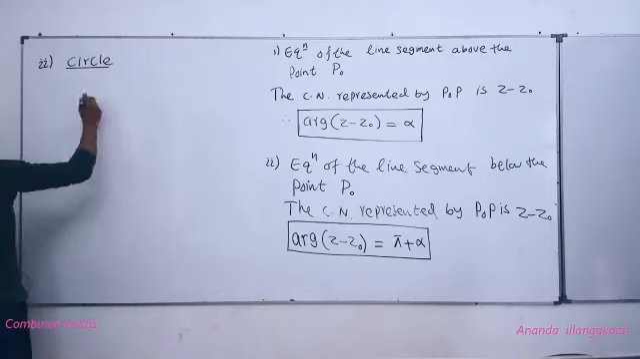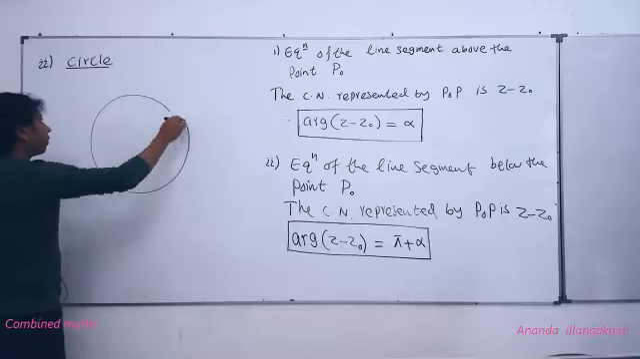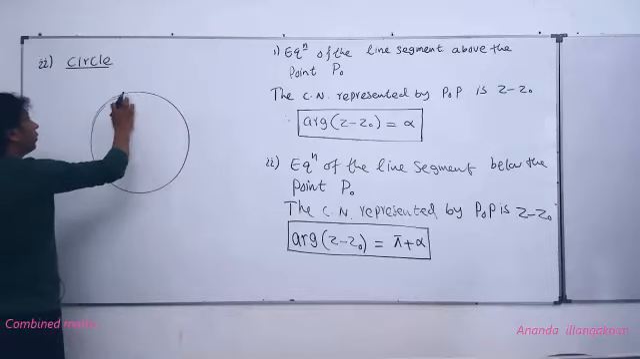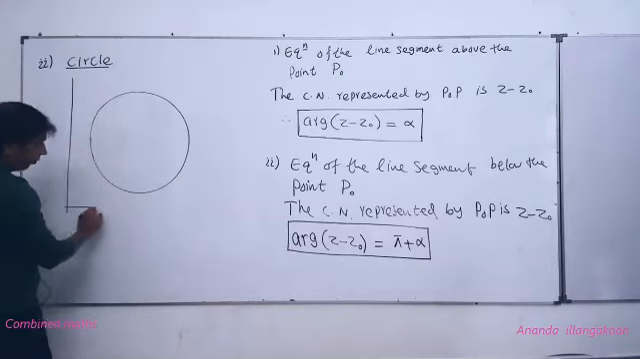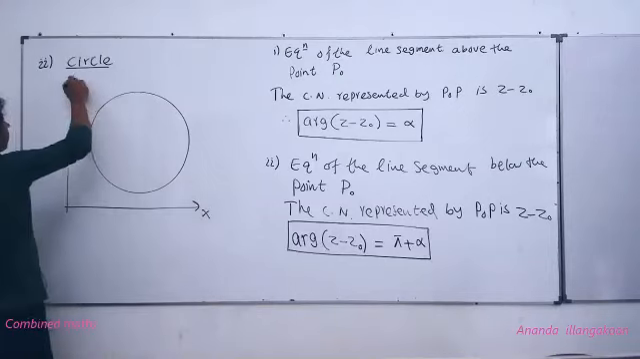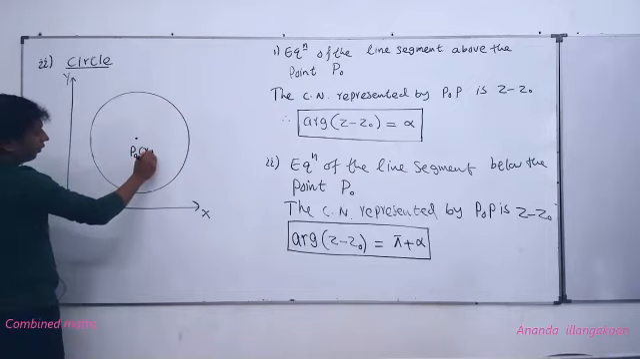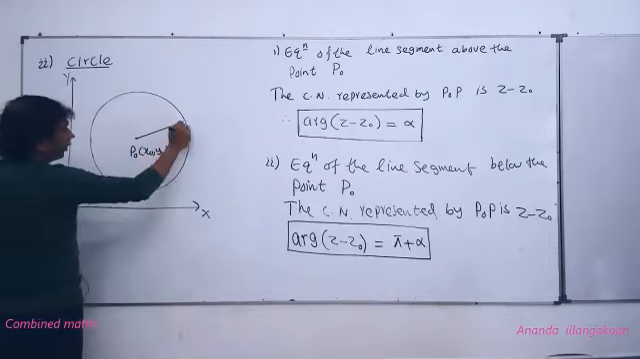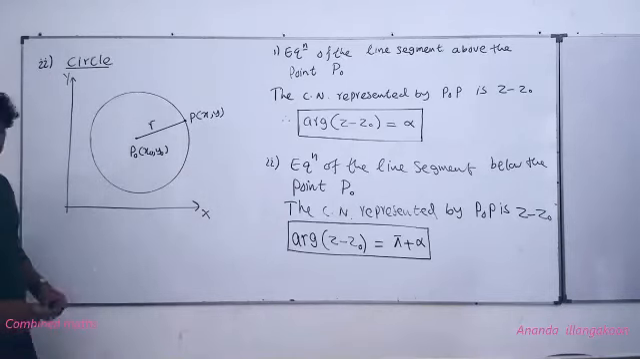Now suppose we draw a circle on the OXY plane, in the Cartesian coordinate plane, this way. Then if the center is, say, P naught with coordinates X naught, Y naught, and radius is R, suppose the variable point P has coordinates X, Y. Then you know how to write the equation of this.